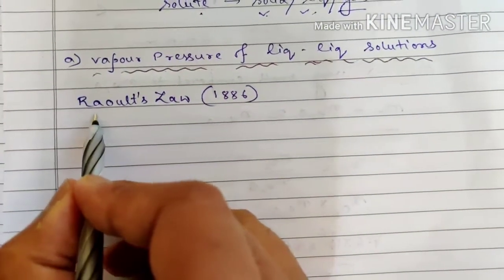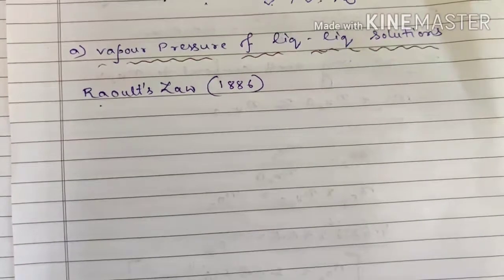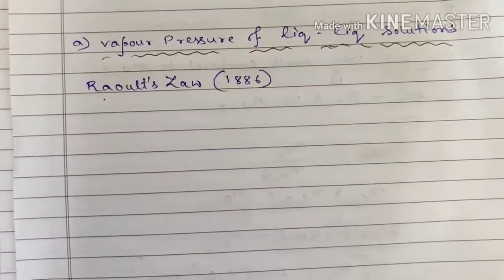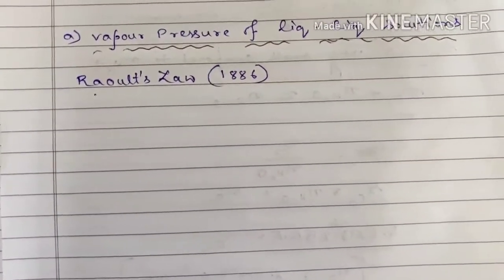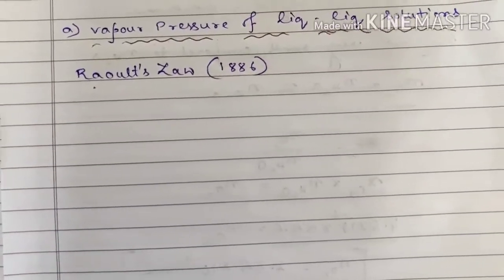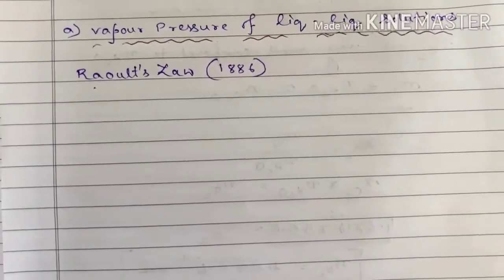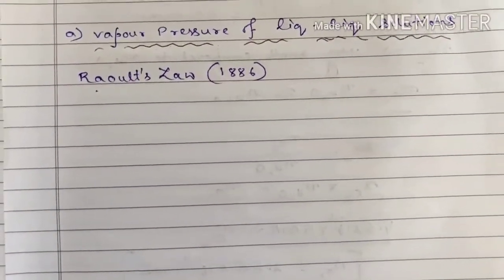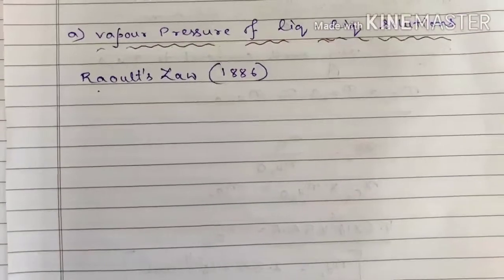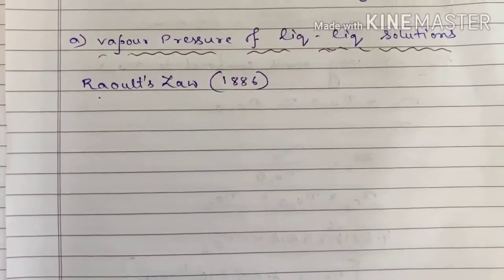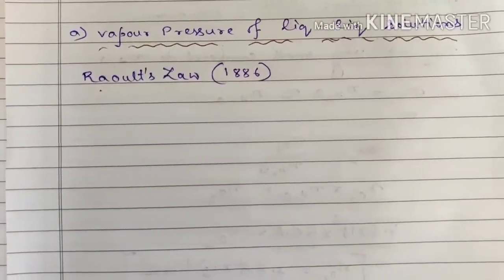Now, as I have written, Raoult's law: this famous French scientist, in 1886, gave a law which expresses the mathematical relationship for this particular case. So let us first understand what he has said. Raoult's law suggests that at a given temperature for a solution of volatile liquids, the partial vapor pressure of each component in solution is equal to the product of the vapor pressure of the pure component and its mole fraction.